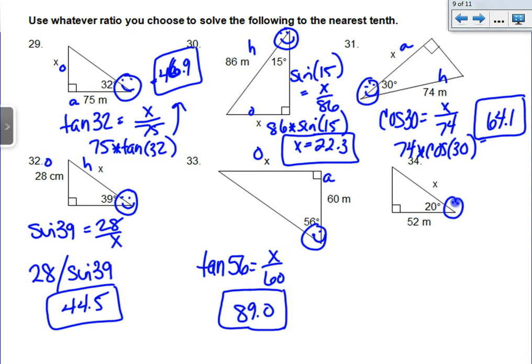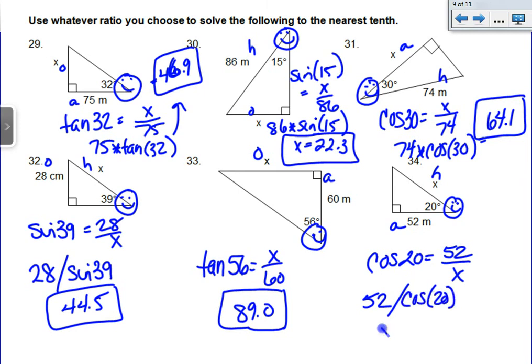And then here, number 34, looks like we have adjacent and then the hypotenuse, which is cosine. So cosine of 20 degrees is 52 over x. Since x is in the denominator, this turns out to be a division problem. And I think we got 55.3.